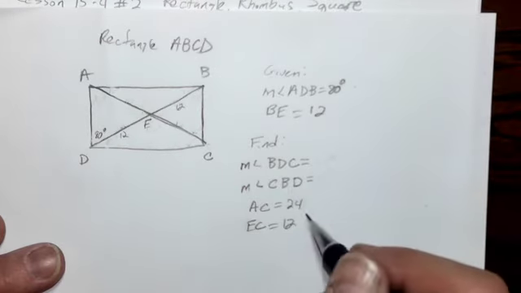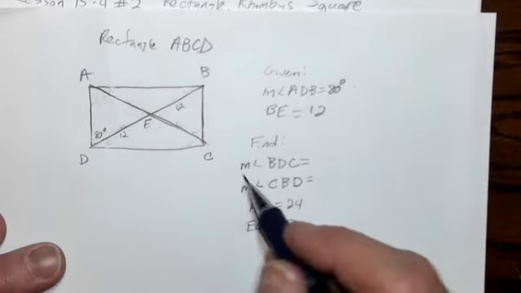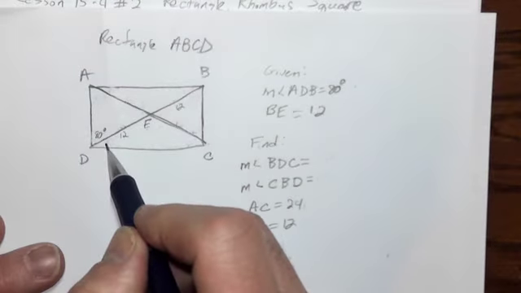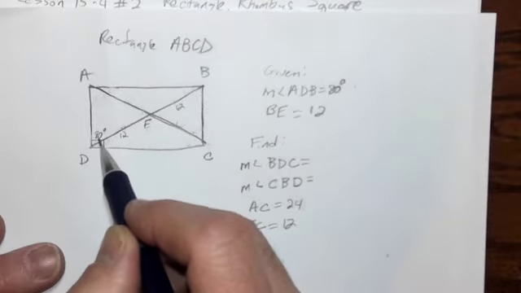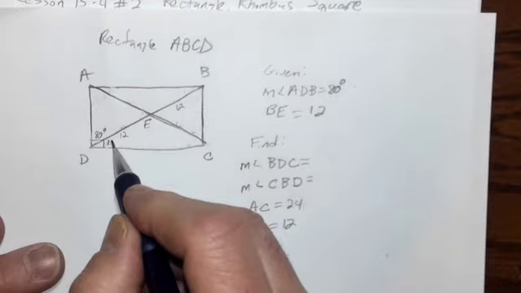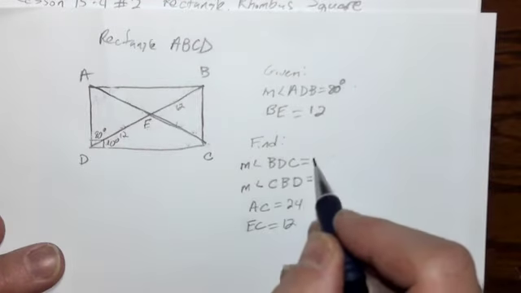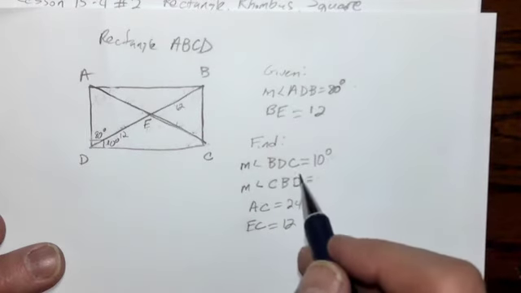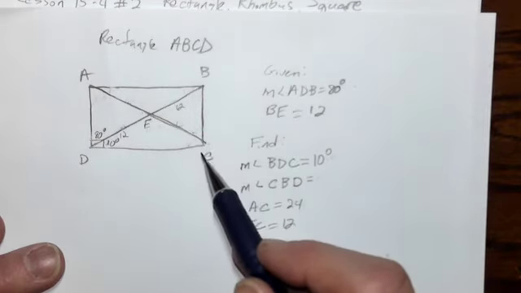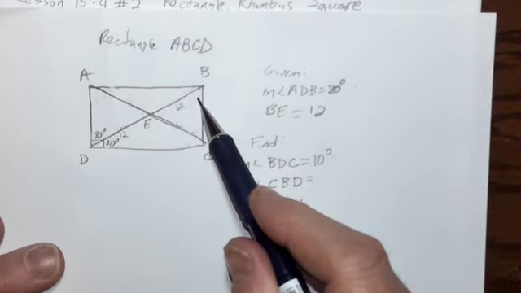So EC is 12. To find the measure of angle BDC, this angle right here, well, notice that we know in a rectangle, this is 90 degrees. So if this is 80, this is going to be 10, right? So angle BDC is going to be 10 degrees. We also want to find what's the measure of angle CBD, this angle right up here.